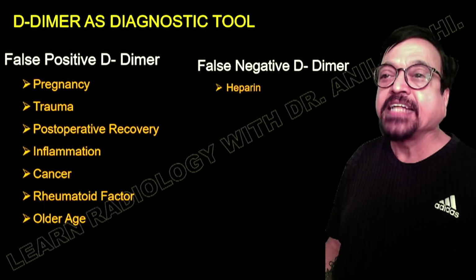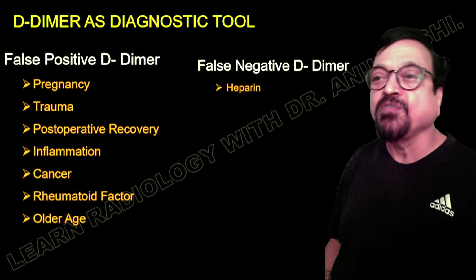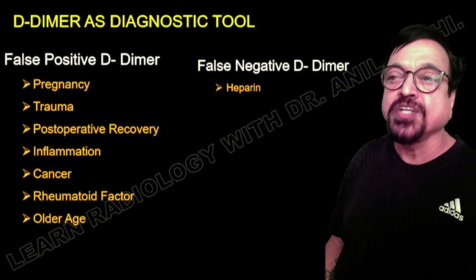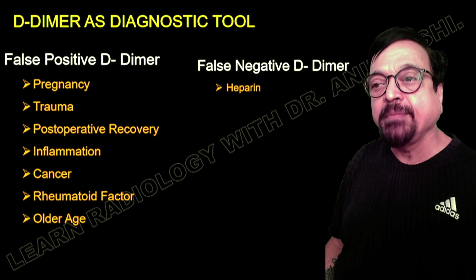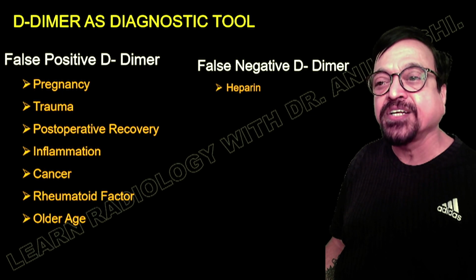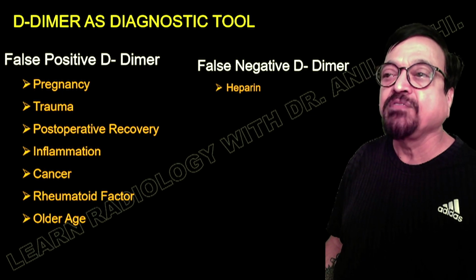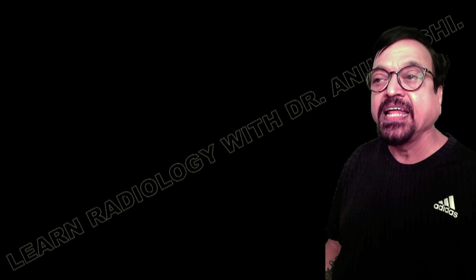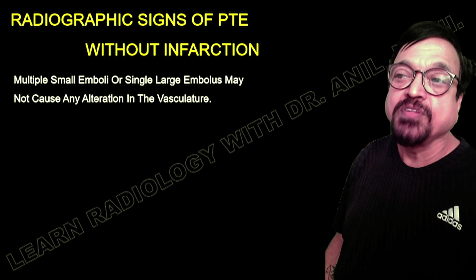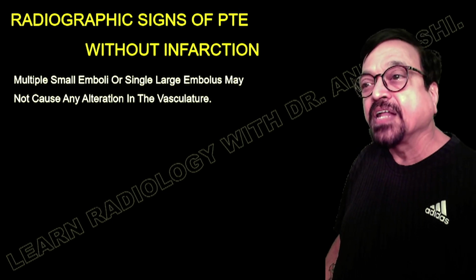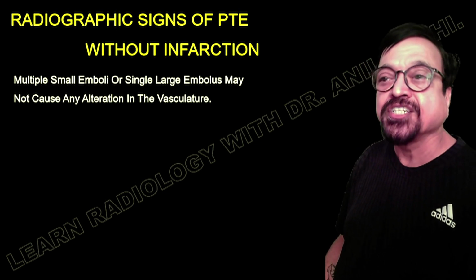So D-dimer as a diagnostic tool has false negatives and false positives. False positives are seen in pregnancy, trauma, post-operative recovery, inflammation, cancer, rheumatoid factors, and old age. The false negative D-dimers are seen with heparin. Now, can there be radiographic signs without PTE, without infarction? Yes. We'll see radiographic signs without infarction first.